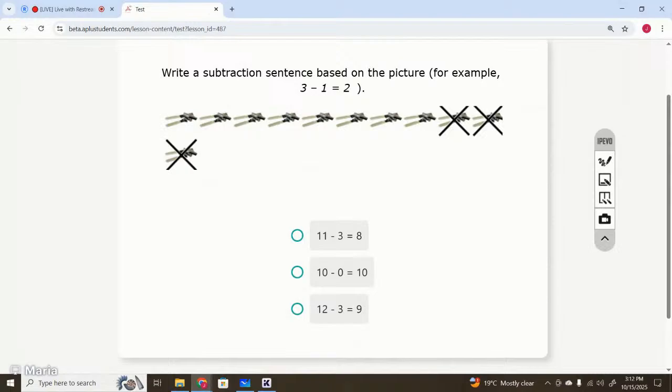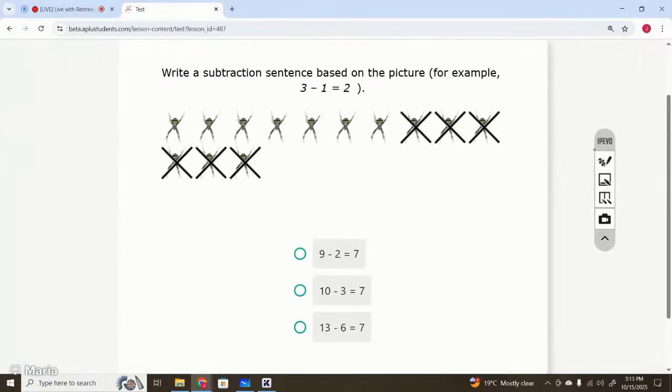Write a subtraction sentence based on the picture. That is 1, 2, 3, 4, 5, 6, 7, 8, 9, 10, 11. That is 11 take away 3 is 8. Option number 1 is the correct option.